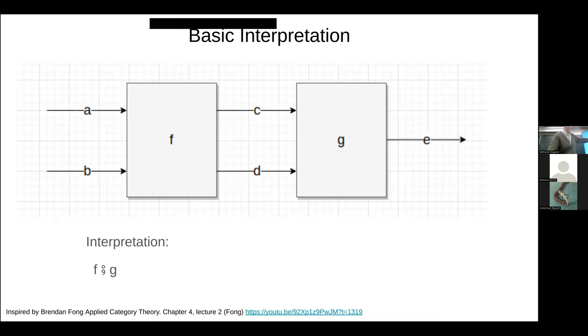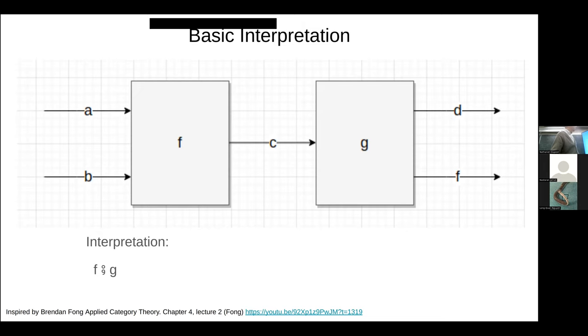Are we okay with this? G inputs these wires in parallel. A inputs these wires in parallel. And similarly, you could do this. So you have these F and G. They can take different numbers of inputs and put out different numbers of outputs. Are we okay? Okay.